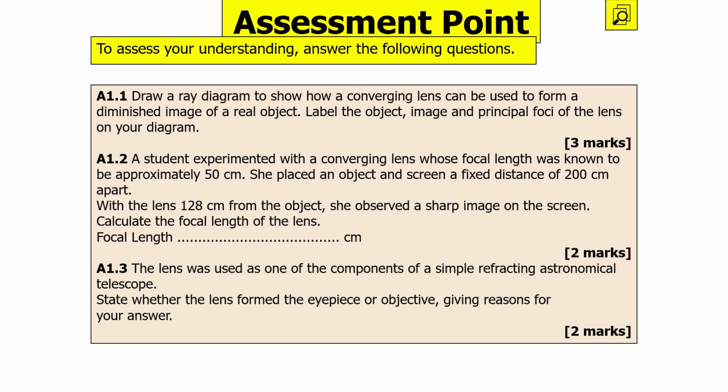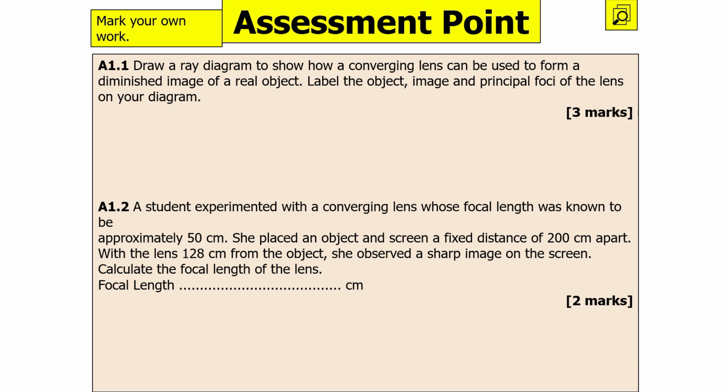Then the lens was used as one of the components of a simple refracting astronomical telescope. State whether the lens formed the eyepiece or objective, giving reasons for your answer. So pause the video now, then unpause the video when you want to go through your answer.